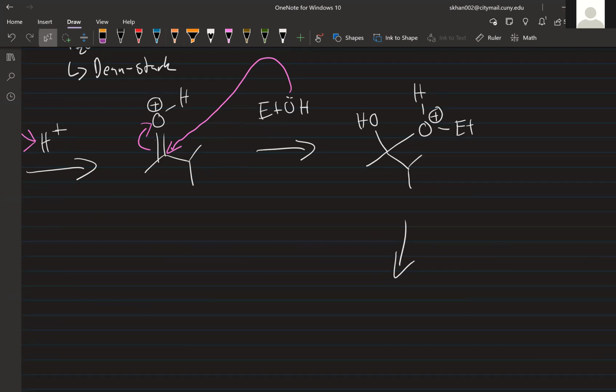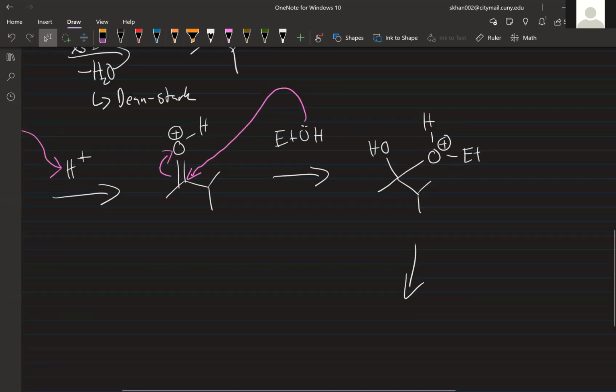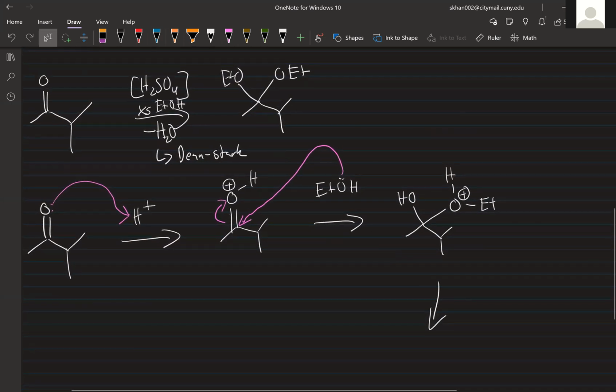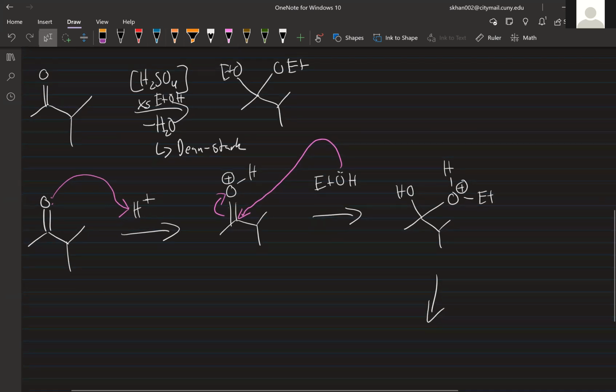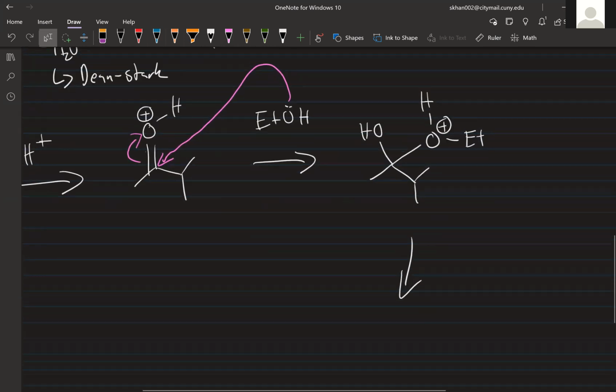Okay, so now next step is essentially we want to create two OEt groups there, right? So we're going to have to basically get this alcohol group gone, right? So once again, we're in acidic conditions. Alcohol groups can be protonated, turned into water, and leave, right? So that's what's going to happen next, right? We'll see another H+ here.